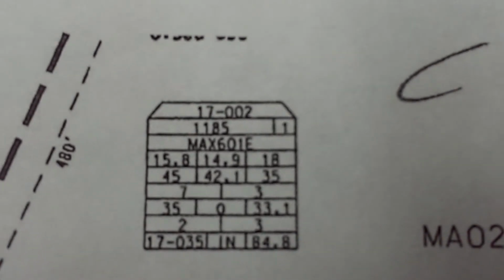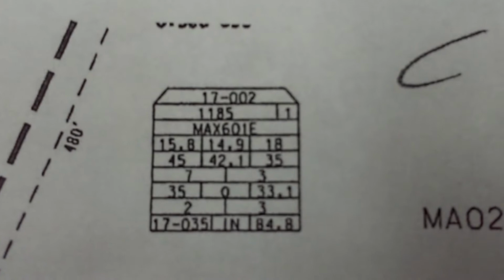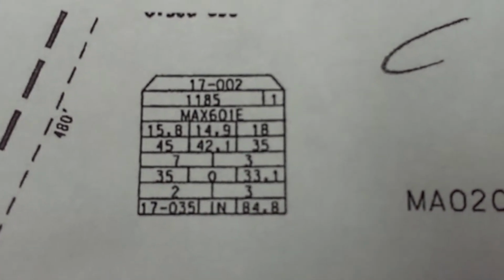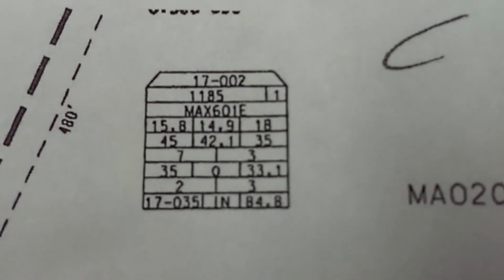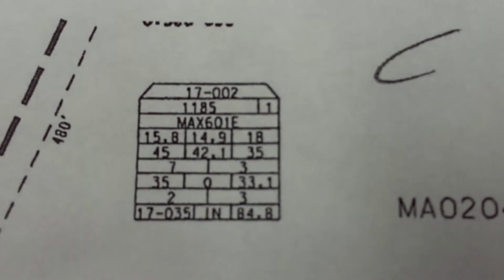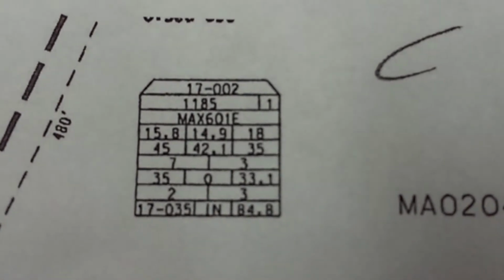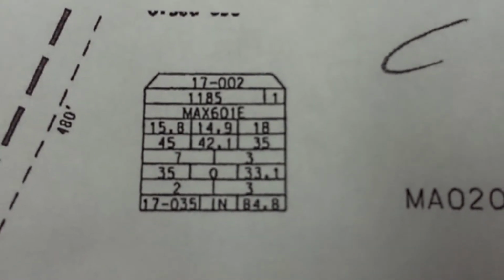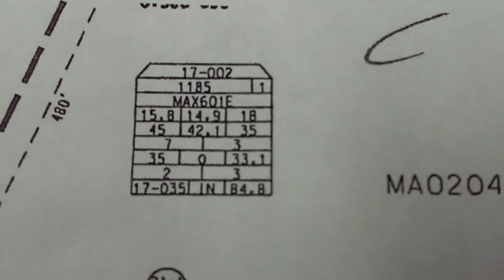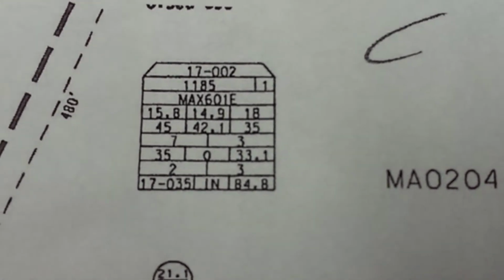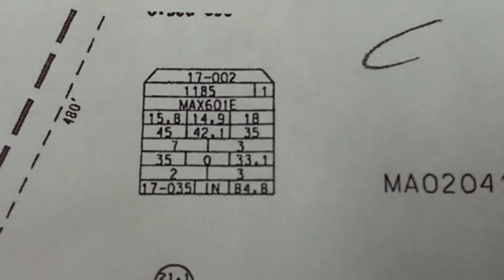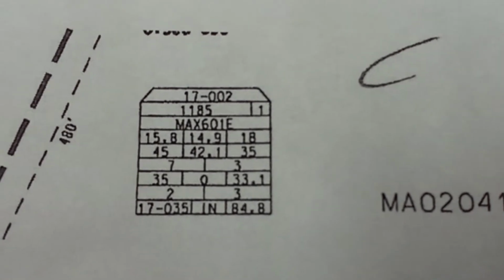So this number here is the footage from the node to that amp. It's the distance to that amp, all right? So the next number down there, that Max 601E, that is the type of amp you're going to be utilizing. There's 601E, there's 601C, there's all different versions of it. This 601E, which happens to be here, tells me it's a dual amp. It's just a type of amp that we use, and we'll go over that for you, all right?